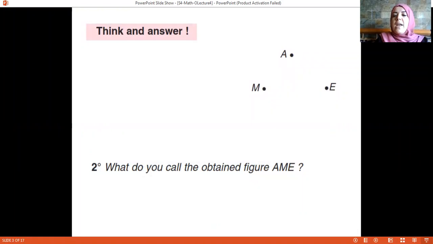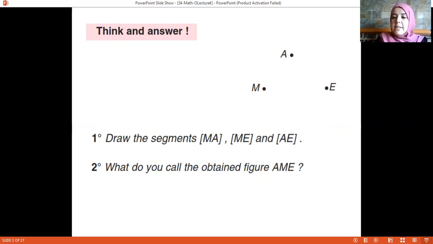If you can see, we have three non-collinear points, A, M, and E. Going back to the word collinear, collinear means they form a straight line, but as you can see, the points A, M, E are non-collinear, so they don't form a straight line. The first question is to draw the segments MA, ME, and AE. So I'm going to join AM, ME, and AE.